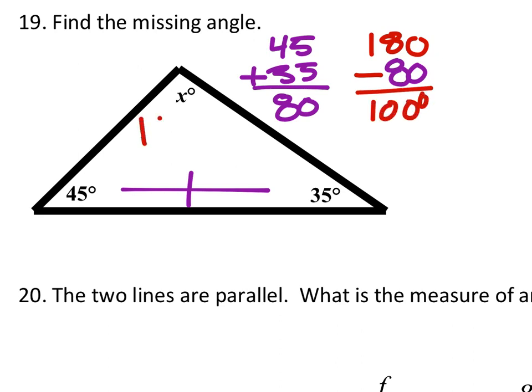So right now I'm saying x is 100 degrees, but we should check. I've got 45 plus 35 plus 100, and should this equal 180, then it is correct, and it does. That's 180 right there. Don't forget to label these on the test, because it is an angle.